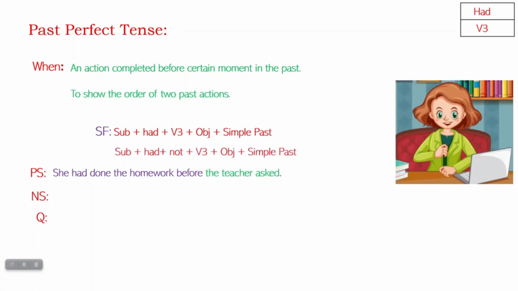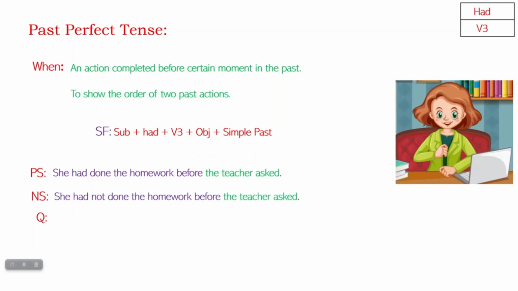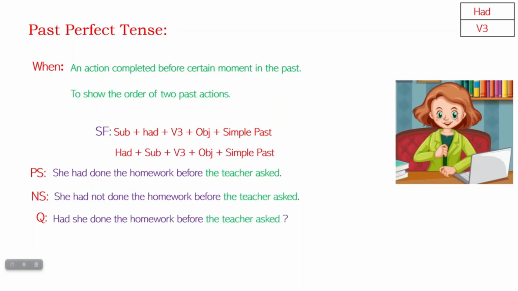Next, negative sentence formation. Negative sentence: she had not done the homework before the teacher asked. Next, question formation. Had will come first and subject will go after. So, had plus subject plus V3 plus object plus simple past. Had she done the homework before the teacher asked?